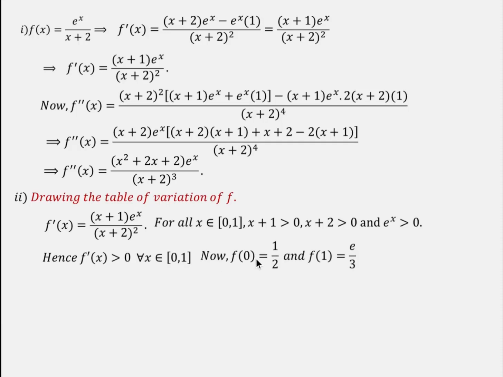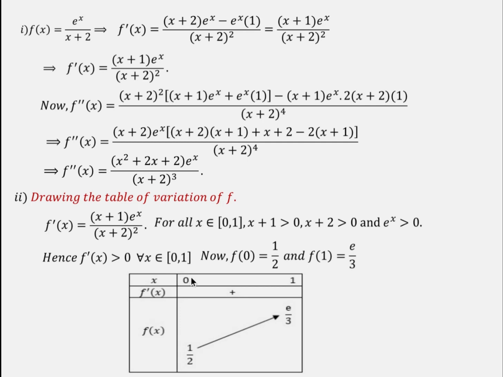To draw the table of variation, we also need the images of the boundary values of the domain of f of x, which are f of 0 being half and f of 1 being e over 3 when you substitute 0 and 1 in the function f of x equals e to the x all over x plus 2. And so we can now present the table of variation, which clearly shows that in the interval 0 to 1, f prime of x is positive, and so f of x is increasing in that interval from the image of 0, which is half, to the image of 1, which is e over 3.